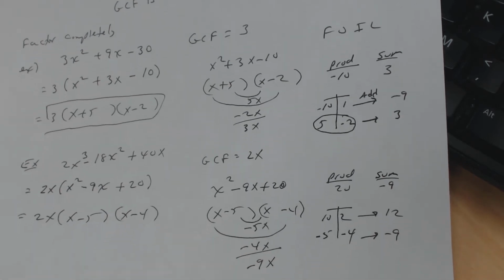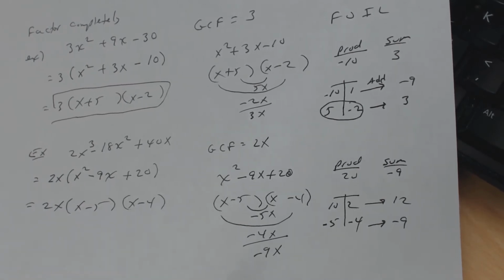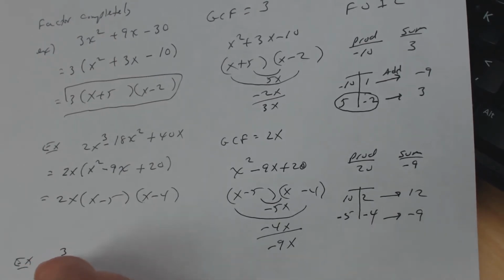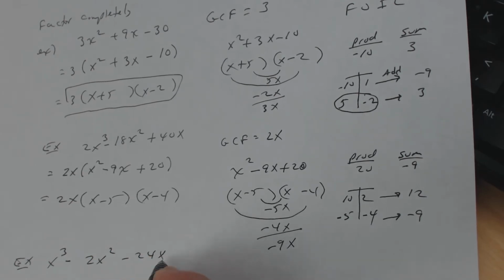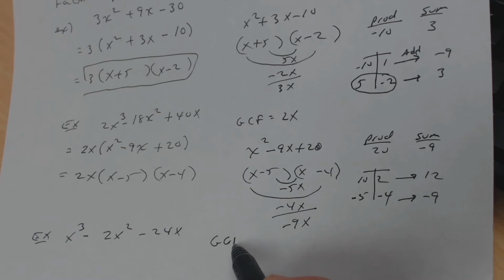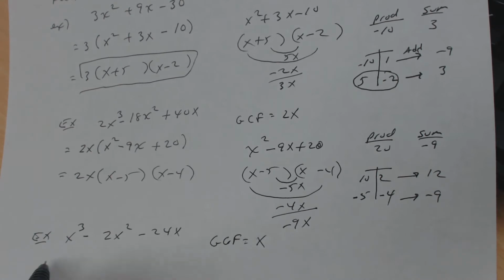Okay, let's look at another one. Suppose we had this example: x cubed minus 2x squared minus 24x. Again, look for the GCF. The GCF here is x. So we're going to factor out an x and get x times x squared minus 2x minus 24.